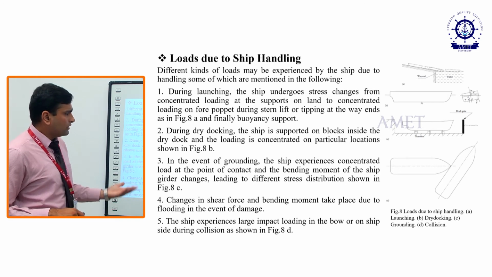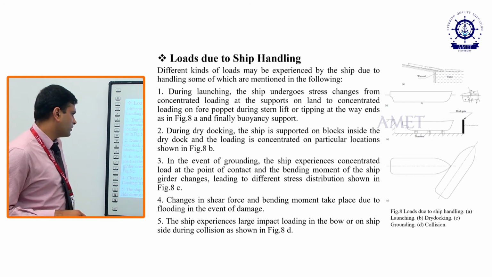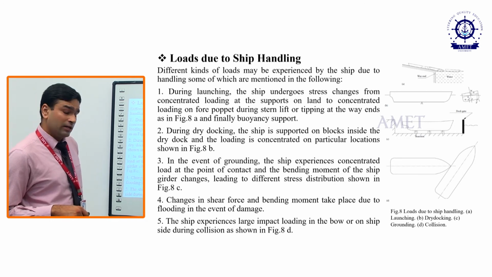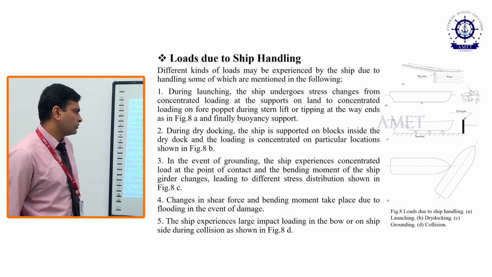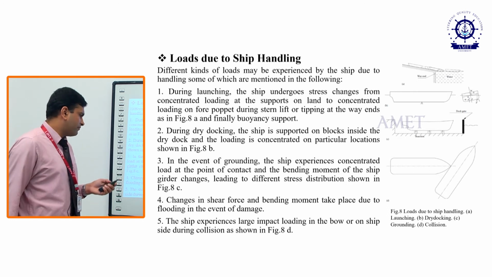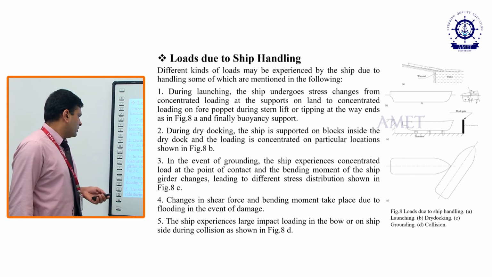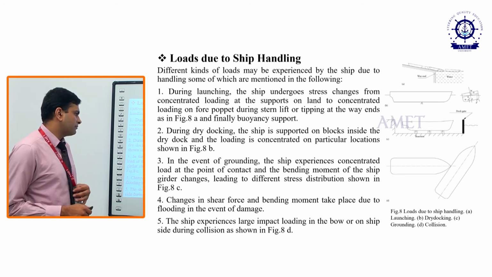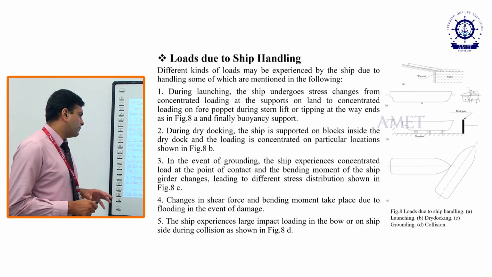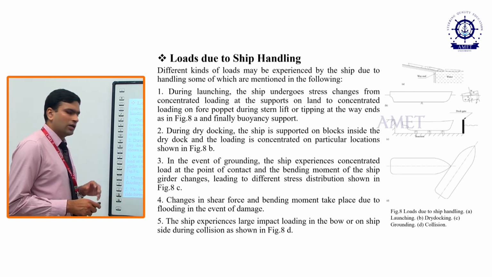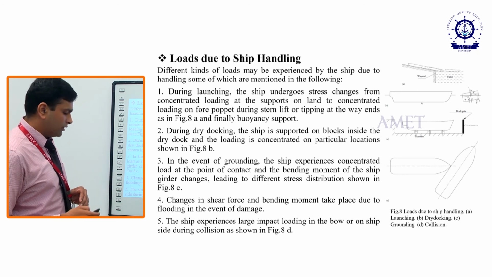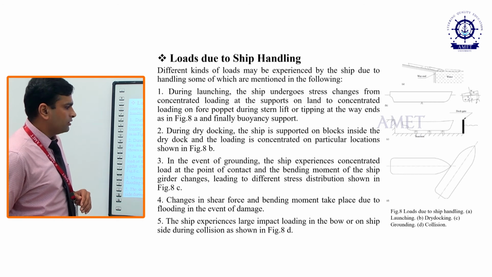And not only that, when the ship experiences grounding, the point of contact where the ship hits the ground can massively increase the stress on that area, causing different stress distribution. And lastly, when there is an impact caused by an accident, again it changes the shear force and bending moment due to the impact when a ship collides with another ship. The bow of a ship hitting the side structure during this collision can be observed in this particular figure.